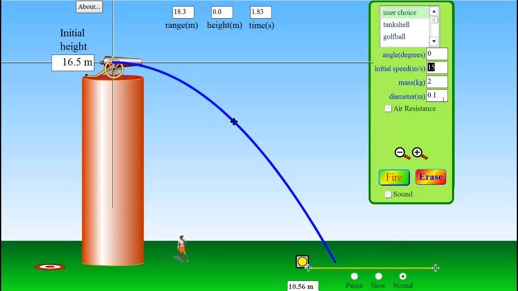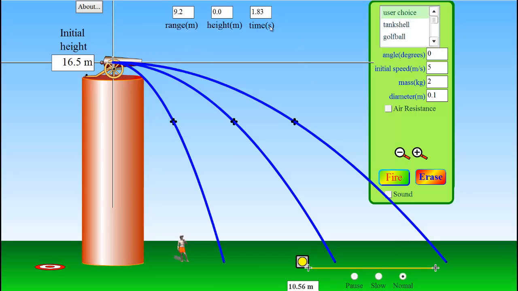So here we go at the increased speed of 15 meters a second. We want to know how long it takes to reach the ground compared to 1.83 seconds. So I'm firing again. It still took 1.83 seconds. I'll slow it down to 5 meters a second initial speed and fire a third time.